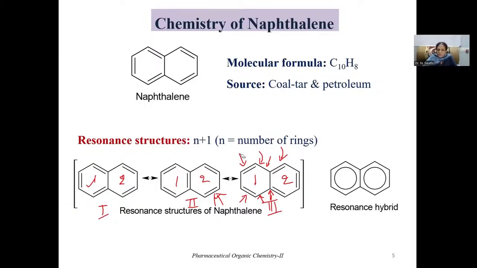Resonance structures differ in the arrangement of electrons. The molecular formula will be the same only. They differ only in terms of the arrangement of the electrons. So this is how we can make three resonance structures for naphthalene.